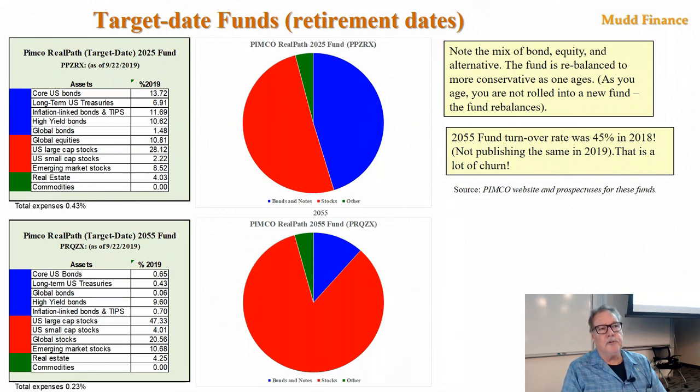But if you were closer to retirement, if you were my age or say 55 or 60, then you're going to be in the 2025 fund instead. And as you can see, in comparison, that fund has almost 50% of its portfolio in bonds and only 50% of the portfolio in stocks. And this generally reflects the philosophy of the way these funds work.